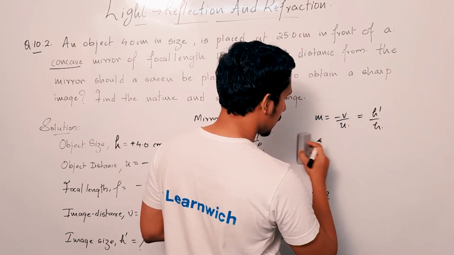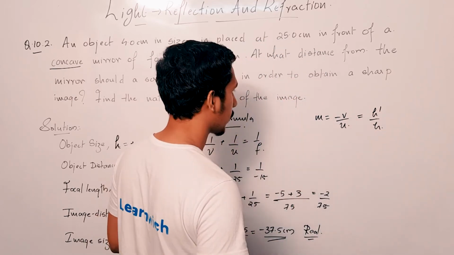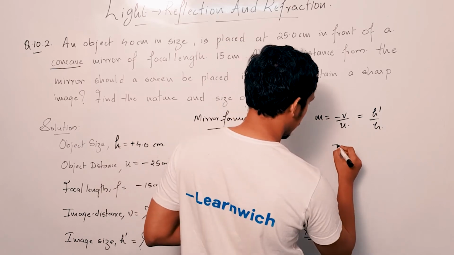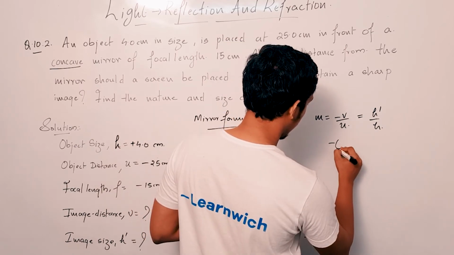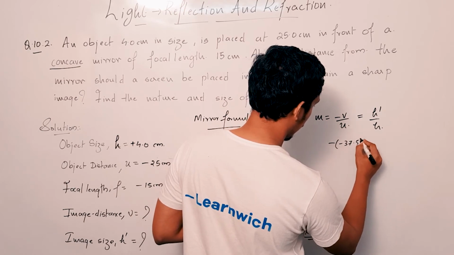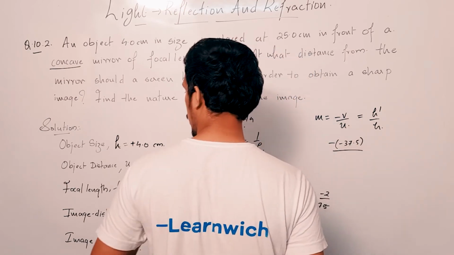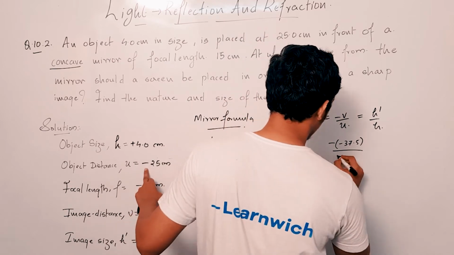Okay, so can I substitute values and get the answer here? Minus v, that is minus of minus 37.5, divided by, how much is u? U is minus 25.